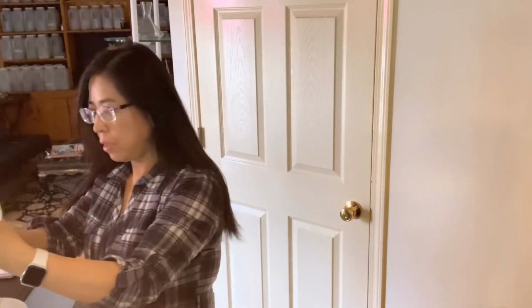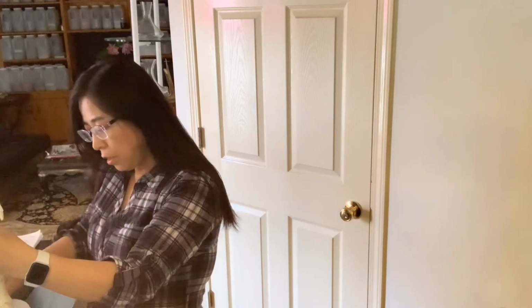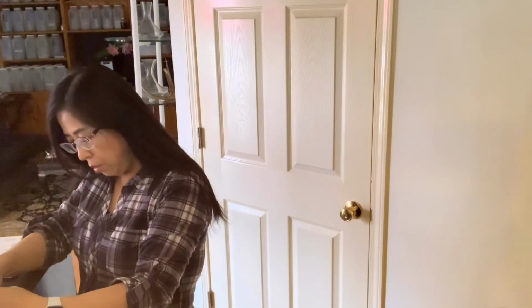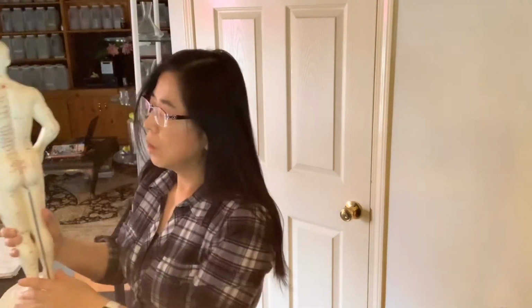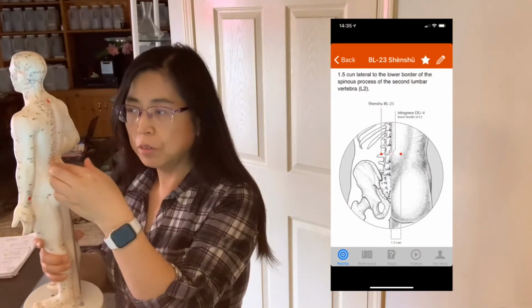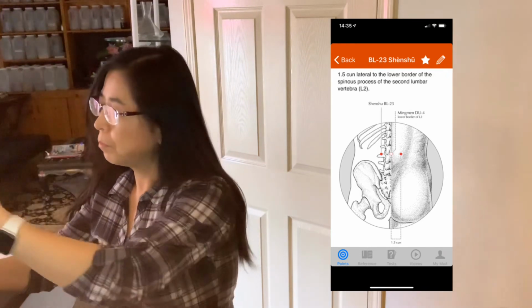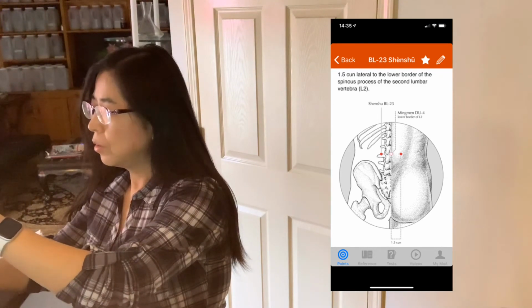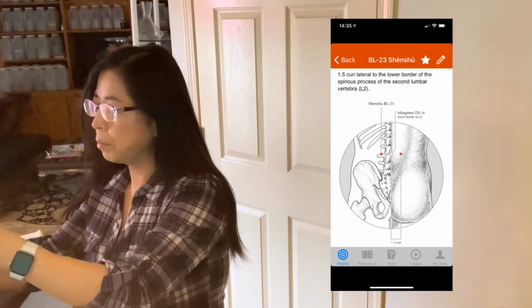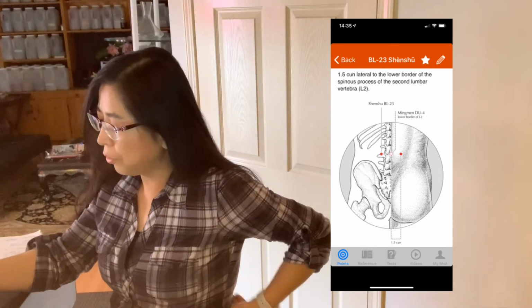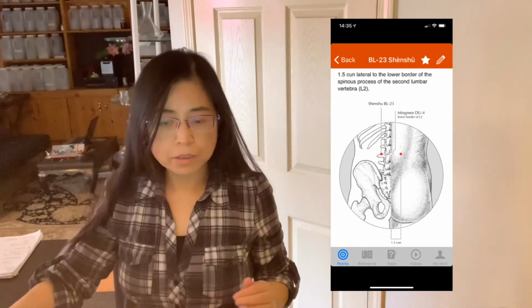And the first one is bladder 23. Most people will be able to reach that point. It's on the lower back, level with L2, which is roughly 2 or 3 fingers below rib 12, and 3 of your own fingers lateral to the spine. Okay.